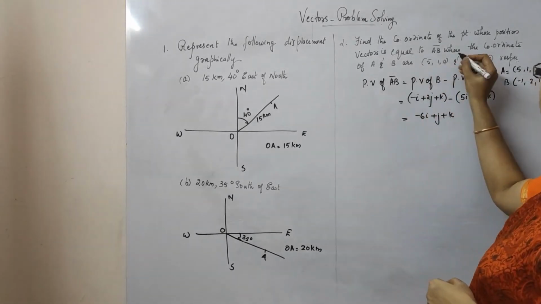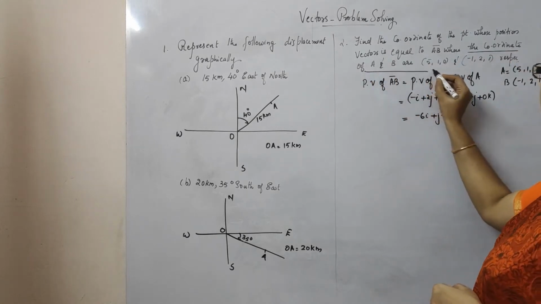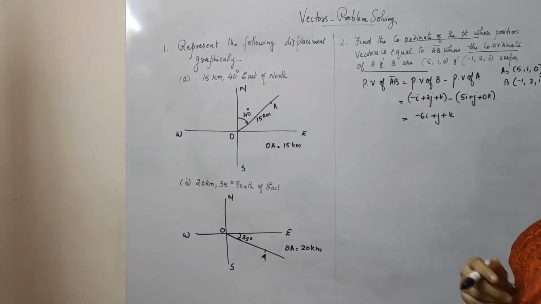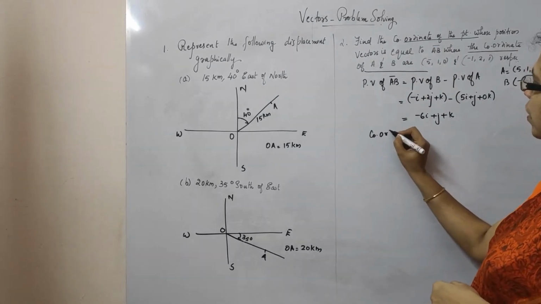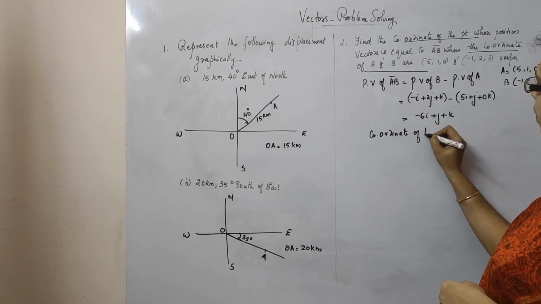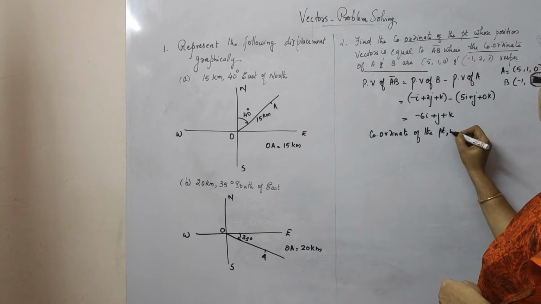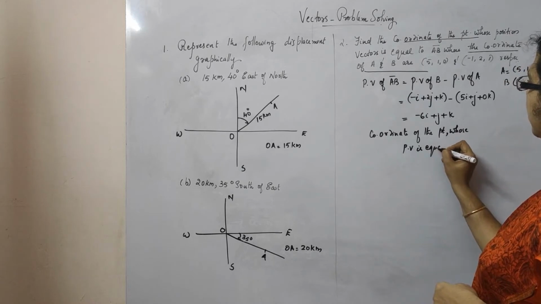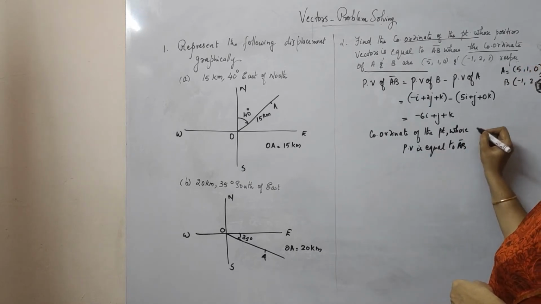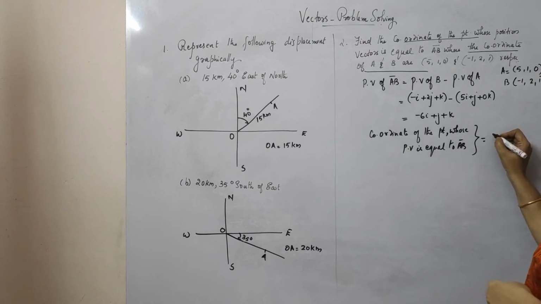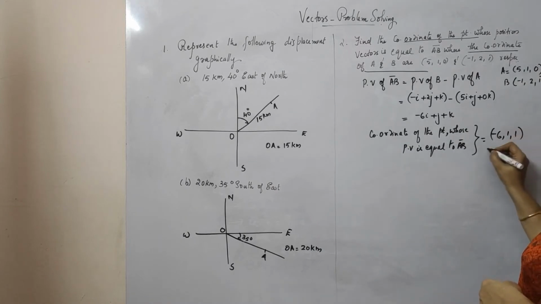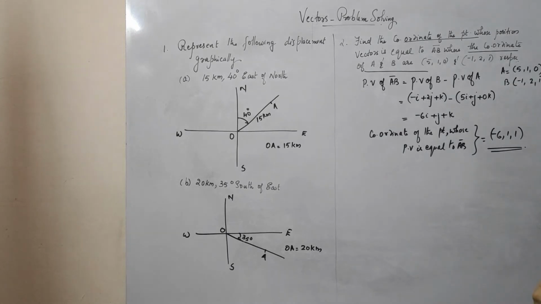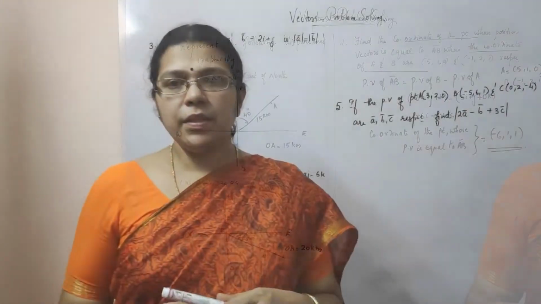Now what is asked? The coordinates of A and B are given and you are asked to find the coordinates of the point whose position vector is AB. So the coordinates of the point whose position vector is equal to vector AB. What is that? It is (-6, 1, 1). Okay. So this is the coordinate of the point whose position vector is equal to that of vector AB. Okay. Now see the next question.